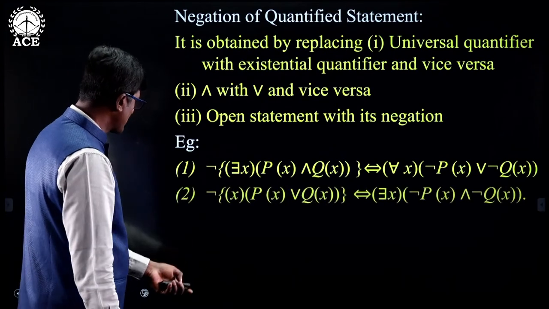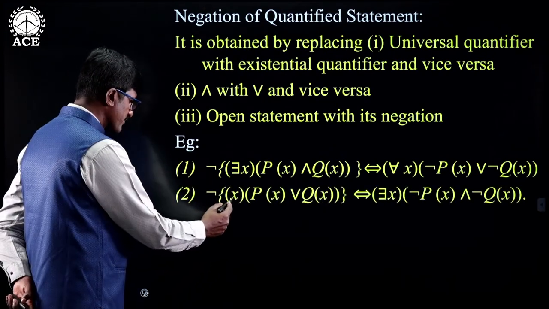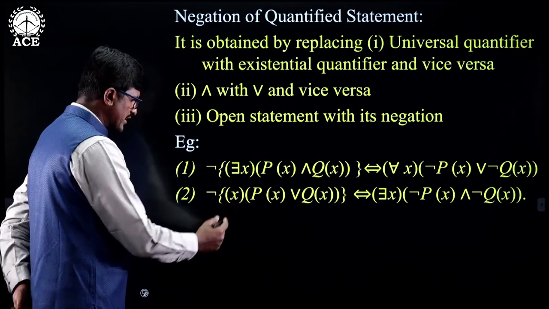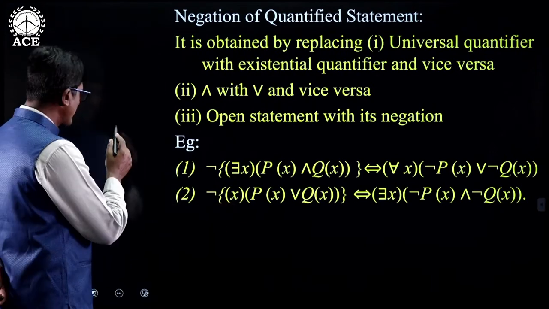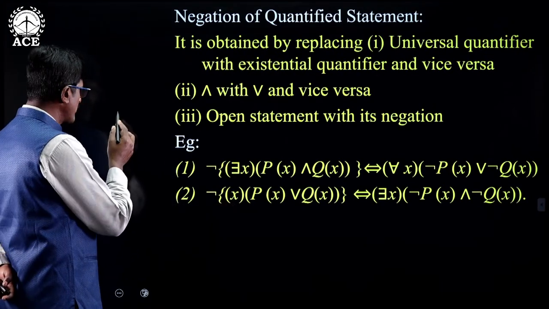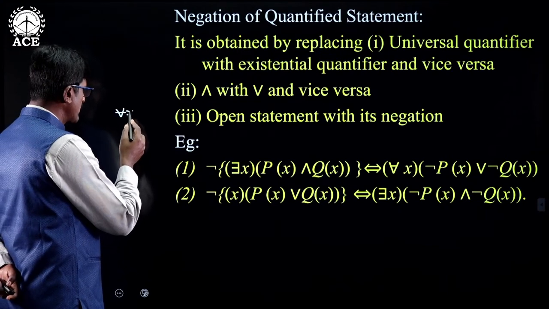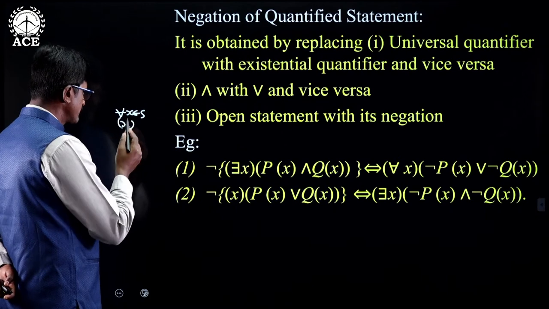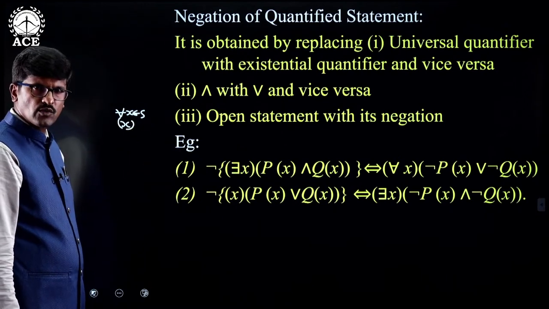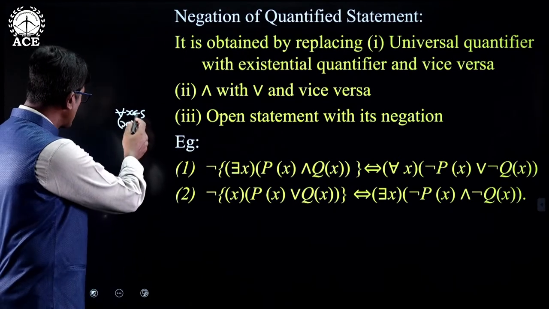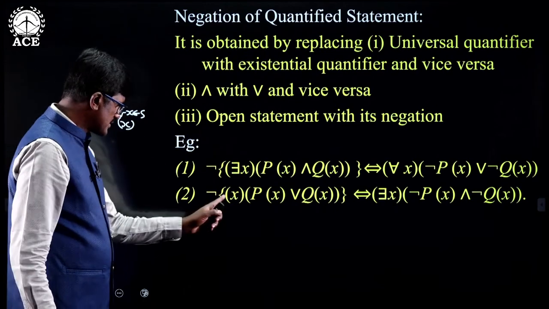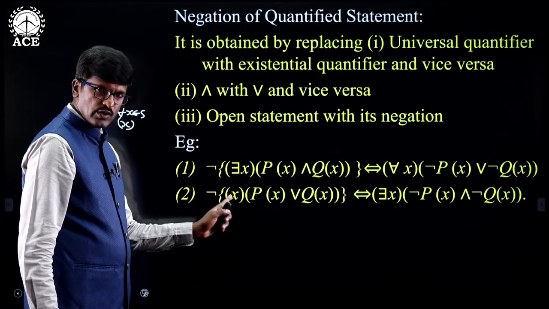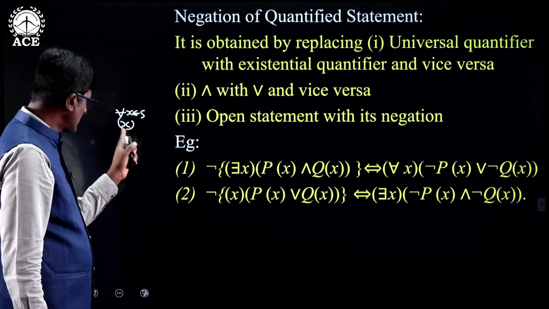So the second example is this. For some, this is the existential quantifier. The universal quantifier can be denoted either as for all x belongs to S or like this. So this is the universal quantifier, and it is denoted like this or like this.